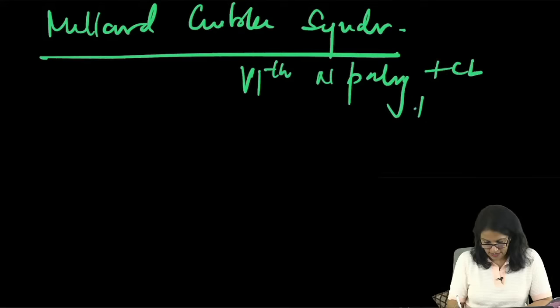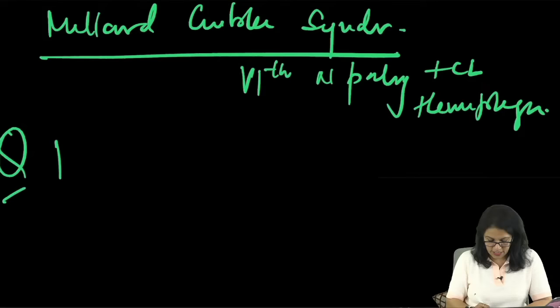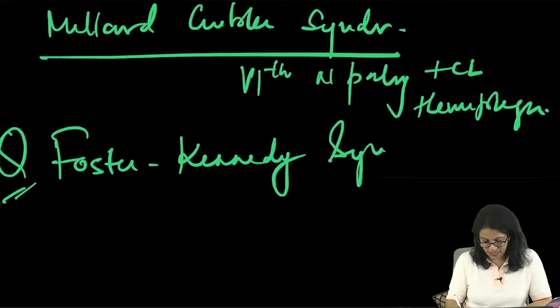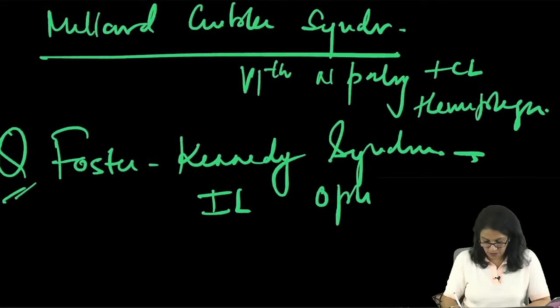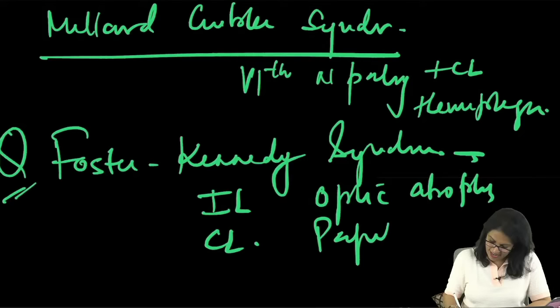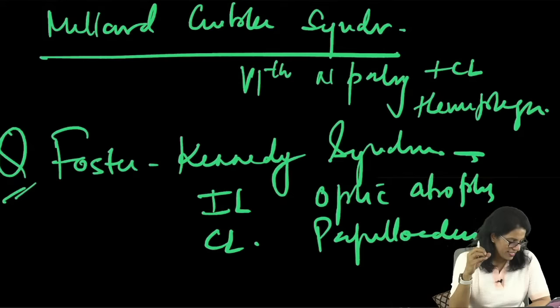Right? And then next, what is Foster-Kennedy? Important exam question, Foster-Kennedy syndrome. On the side where there is the lesion, you will get atrophy, and on the other side, papilledema. So it's always ipsilateral optic atrophy and contralateral papilledema. This is Foster-Kennedy syndrome. It happens due to frontal lobe tumors and olfactory groove tumors. So remember these syndromes, they are exam questions.